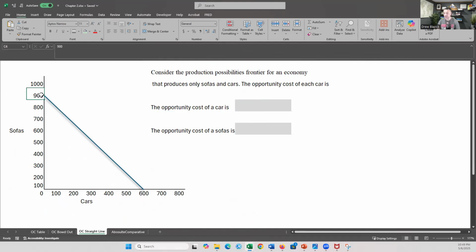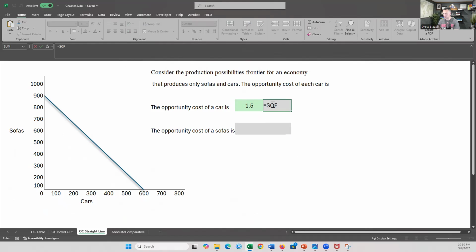So I pretend I'm at this point and I'm going all the way down to cars, right? That means, now let's do the math together. That means the opportunity cost of a car is what did I give up divided by what I get. So what did I give up? I gave up 900. I just type it in because you see what it is. I went from producing 900 sofas. Now I'm producing zero. It's real easy if you just go to the extremes. You can see what it is. I'm going to divide it by what did I get? I got 600 cars. So the opportunity cost of a car is 1.5.